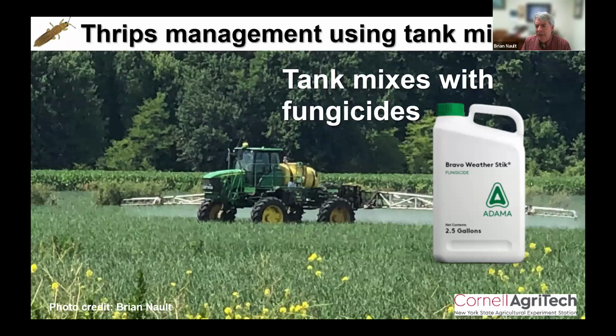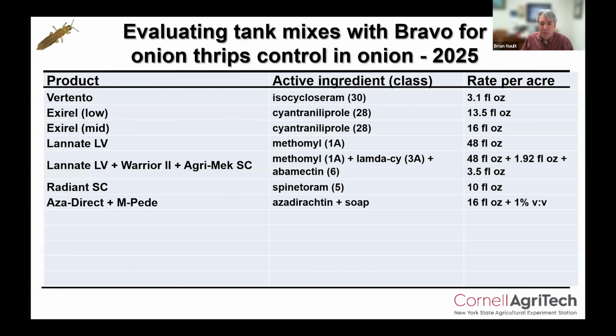Another big issue is tank mixing insecticides with fungicides. And in most cases, no issue at all. One issue that has occurred in the past is with Bravo Weather Stick, or chlorothalonil. We see that in particular with Movento, it inhibits the ability of Movento to work very well. So we wanted to know how tank mixing Bravo with other products might impact thrips control.